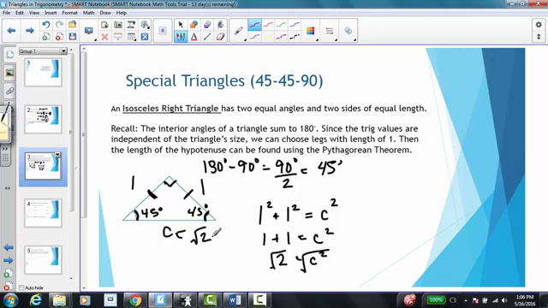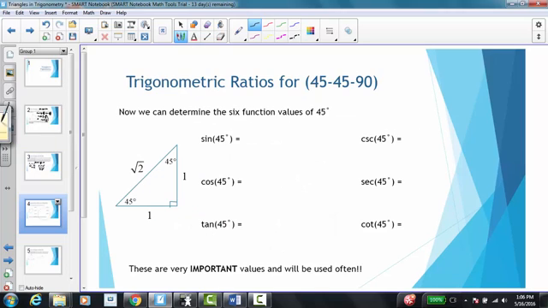Now that I have all of these values for my triangle, we can determine the trigonometric values for the angle of 45 degrees. I'm trying to find the sine, cosine, tangent, cosecant, secant, and cotangent, all of this 45 degrees, using the values that we just found in our previous triangle. So we're going to use SOHCAHTOA.